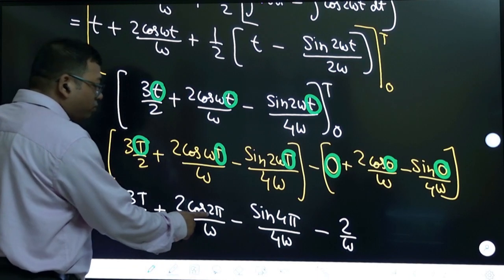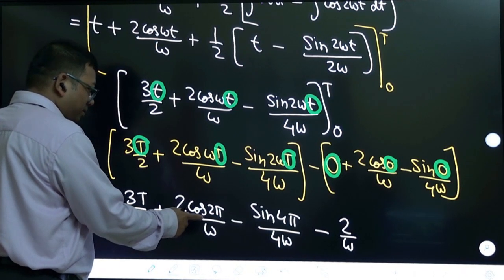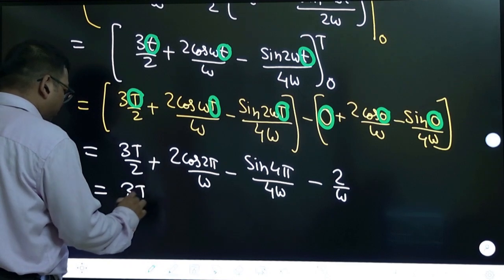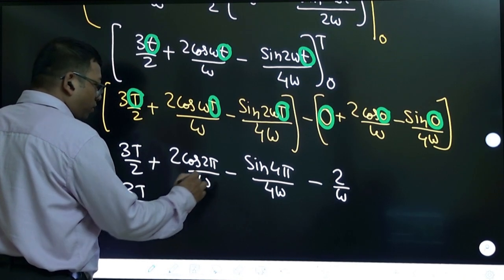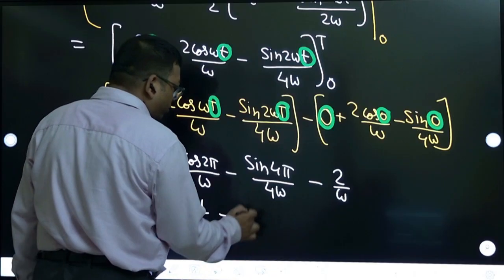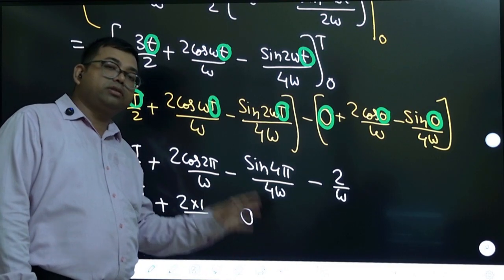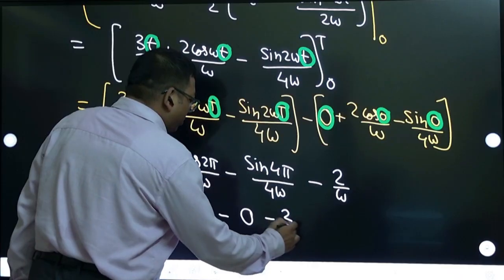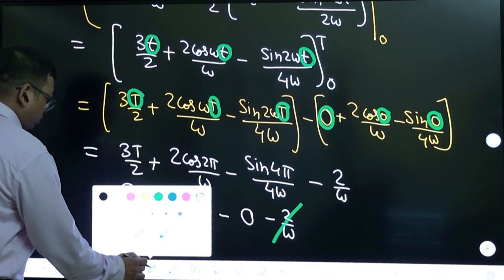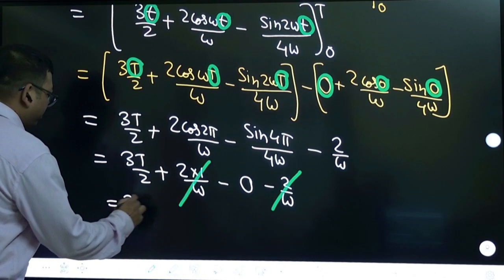Now let us simplify. You know that cos 2 pi is the same as cos 0, like 1, correct? Let us put it one more time. So 3T by 2 plus 2 cos, which is 1 only, 1 by omega, minus sine of 4 pi is 0. You should know that sine of n pi is 0. Sine 0, sine pi, 2 pi, 3 pi, 4 pi, all are 0. Minus 2 by omega. Now you see this term is getting cancelled, 2 by omega, 2 by omega. We are left with only the single term, 3T by 2.